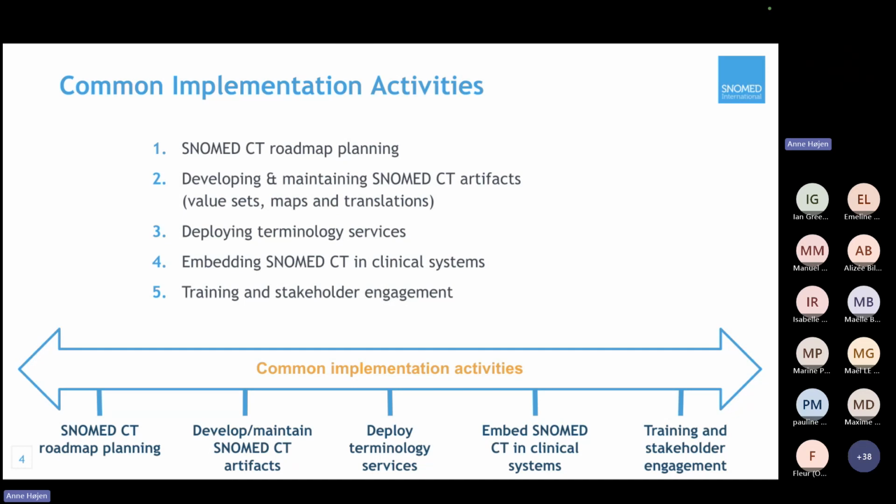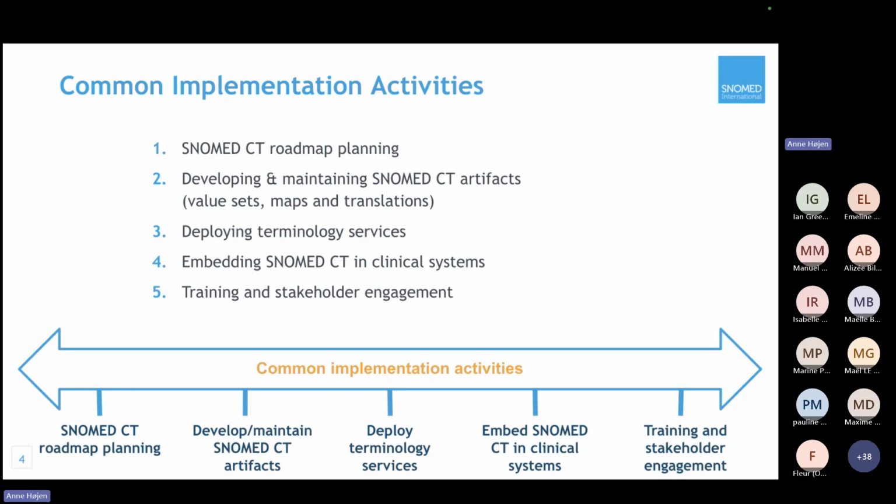Some of the common implementation activities when you implement SNOMED CT is to first define a roadmap. Like any other implementation project, having a plan, knowing where you're heading and the path forward is essential. So that's a very common thing that you have in an implementation project.